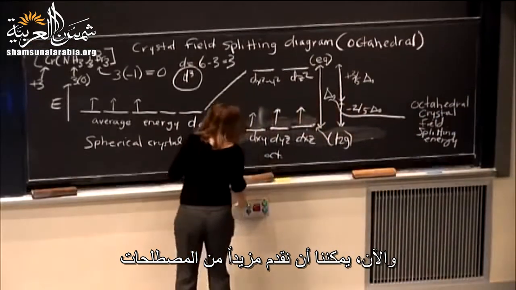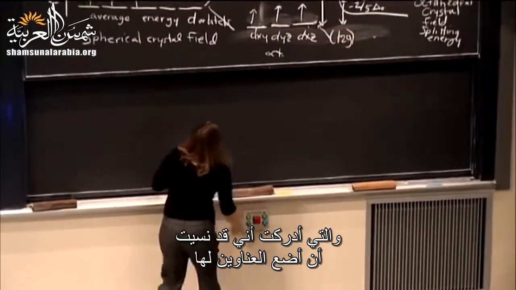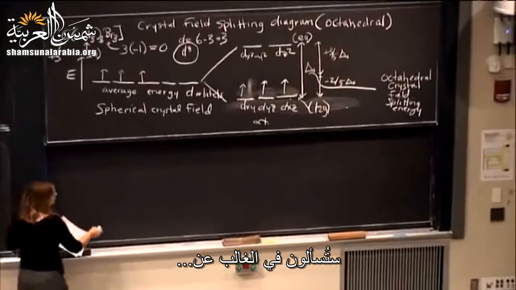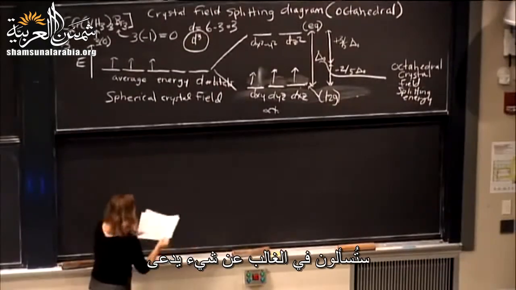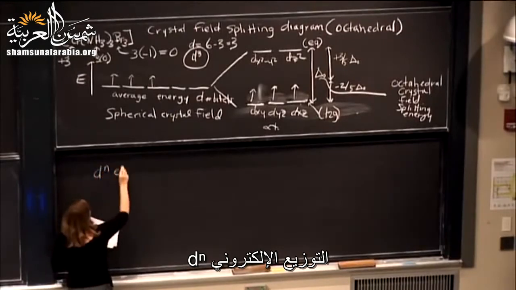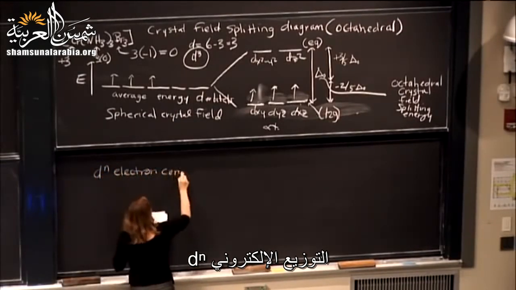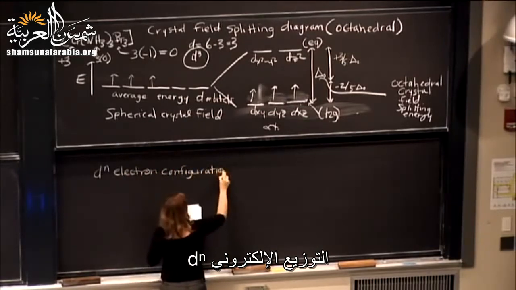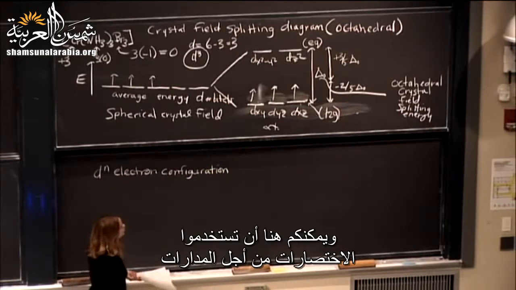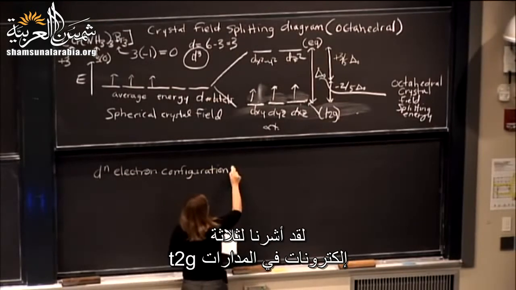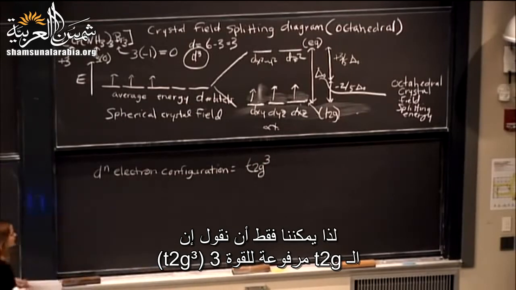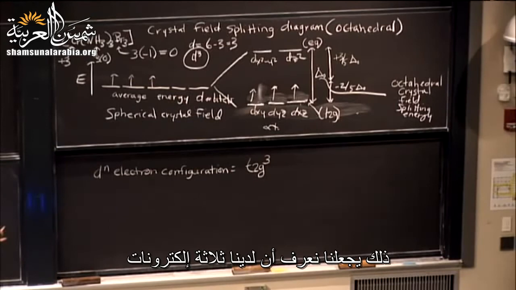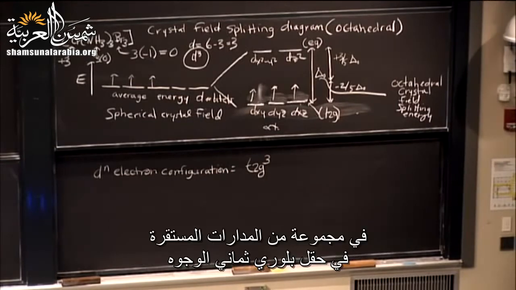Now we can introduce a couple other terms, which is why I realized I forgot to put the labels on. You'll often be asked for something called the d-n electron configuration. And so here you can use the abbreviations for the orbitals. So we put three electrons into the T2g orbitals. So we can just say that's T2g raised to the 3. That lets someone know that you have three electrons in the set of orbitals that are stabilized in an octahedral crystal field.